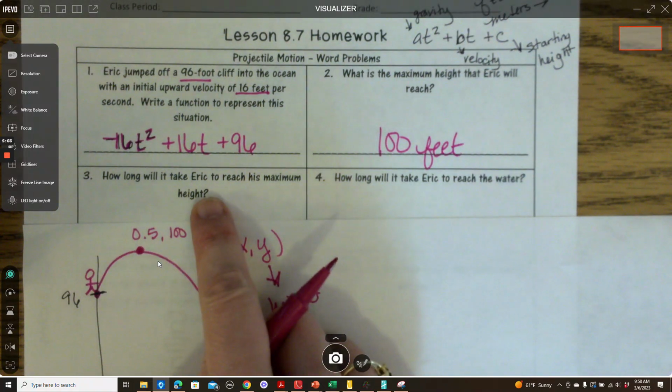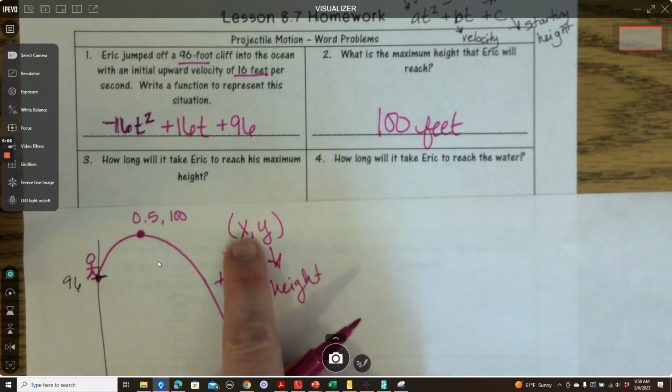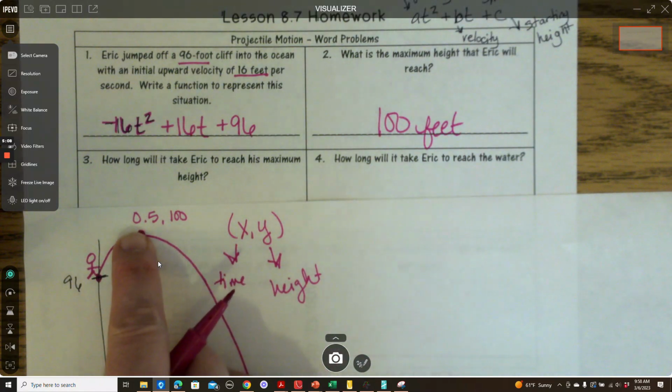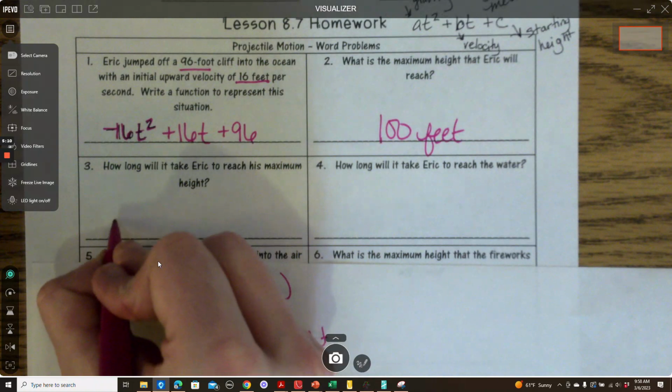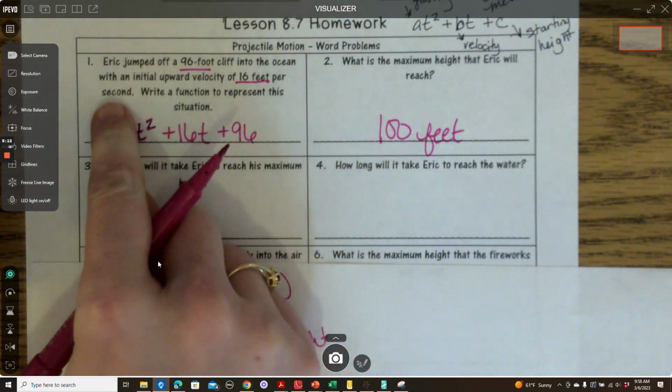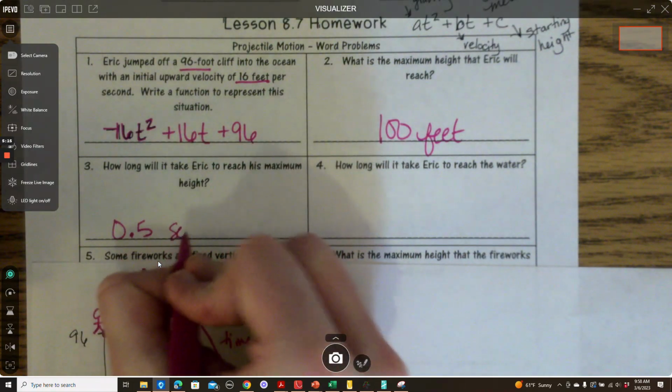How long will it take Eric to reach his maximum height? That's the first number, the 0.5, and it's going to be seconds.